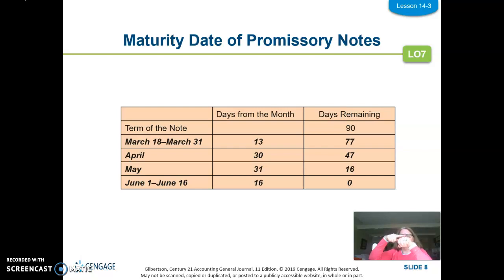If it's up top, it's 31 days. If it's down in the gutter, it's 30 days unless it's February. And that's important. You're going to know that. So we're starting with 90 days. We signed the note on March the 18th.